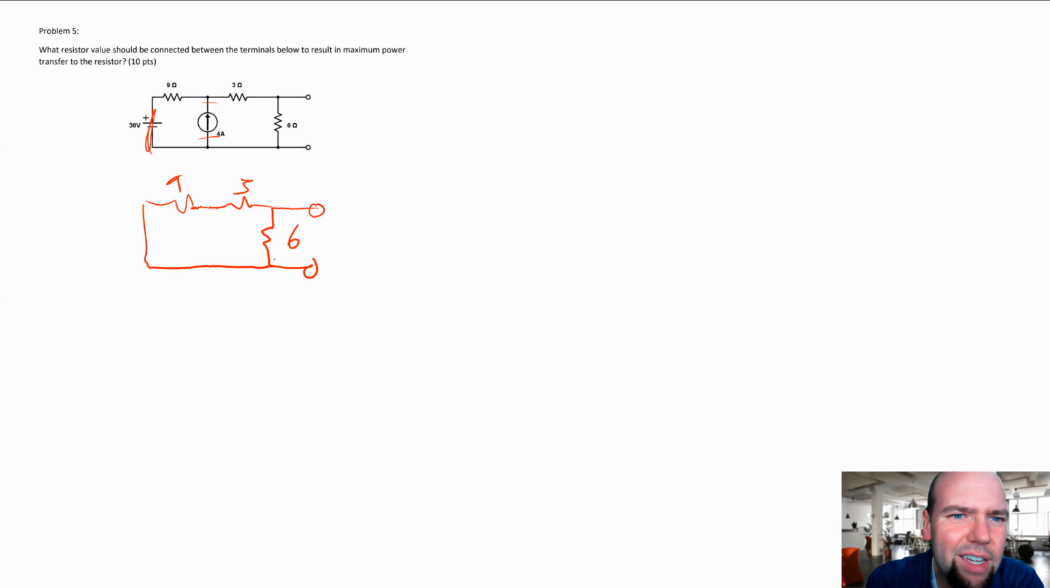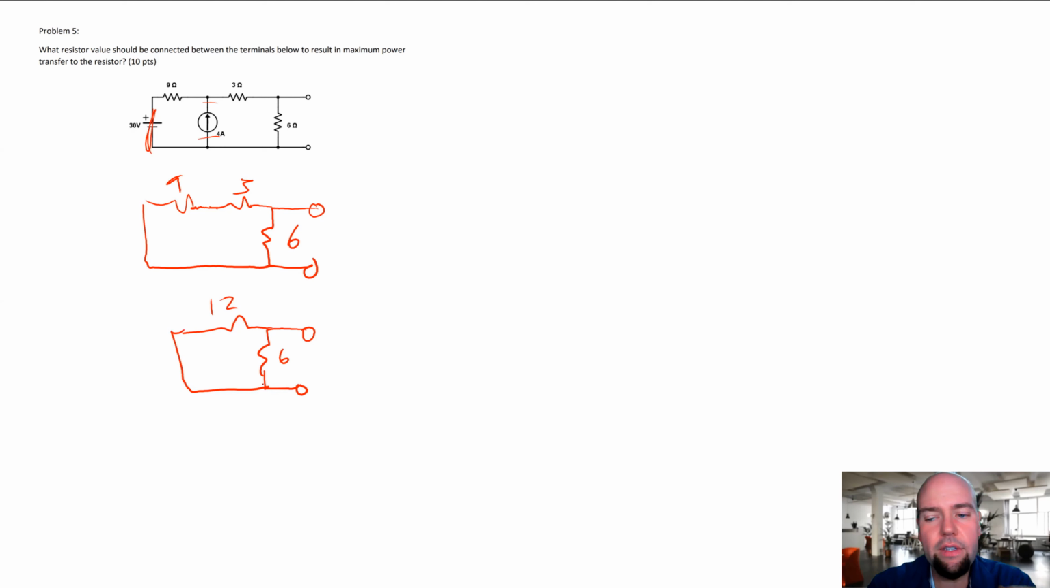Okay, and so I get a 6, and so combining these is 12. Now, it's really important to be careful about the terminals here.